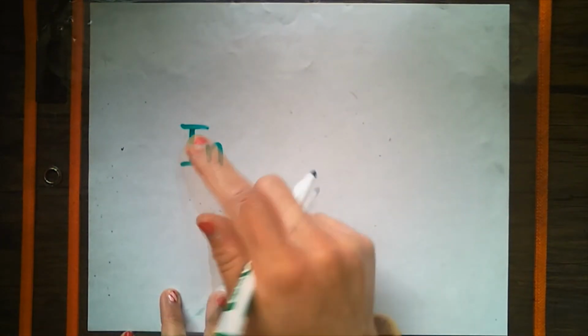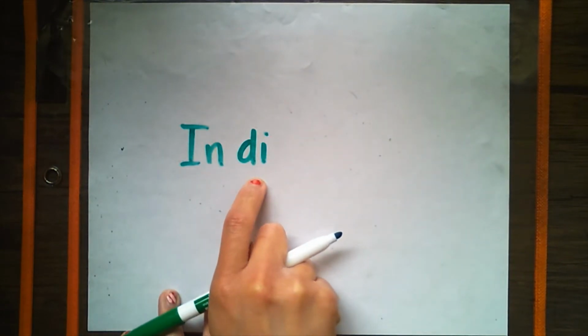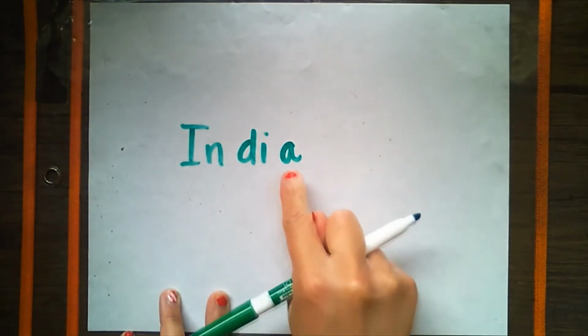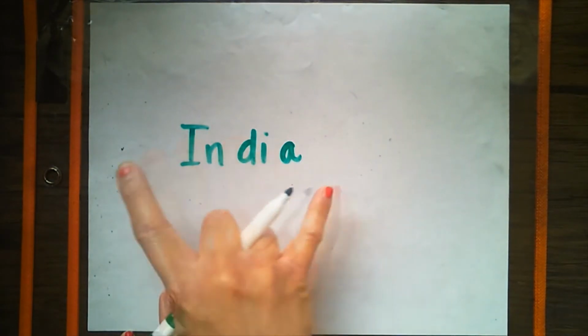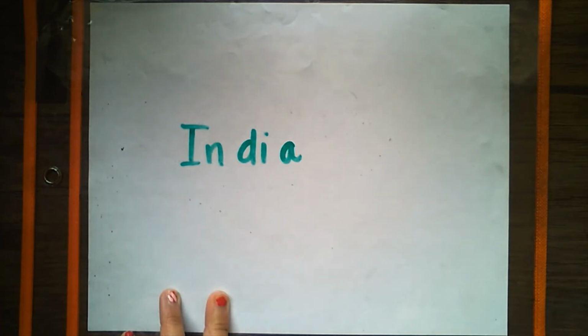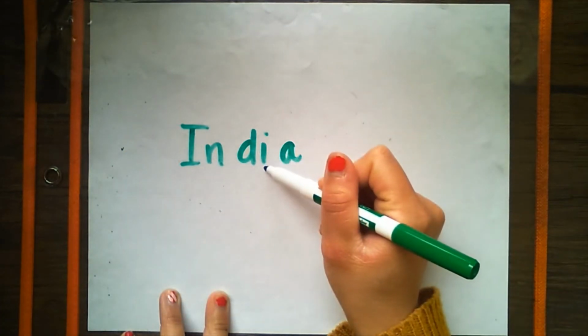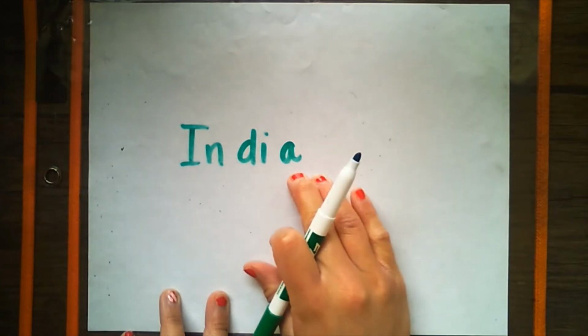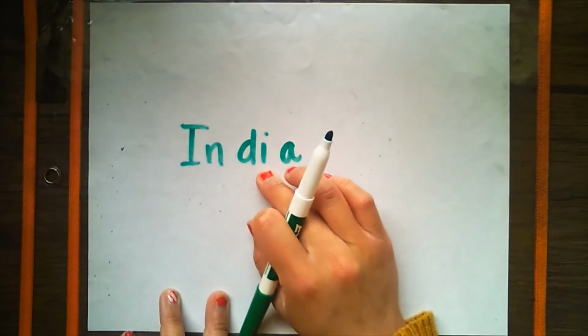Read, in. Read, die. Read, a. Read the whole word, India. And you'll notice, my friends, that the I here changed and so did the A. In this word, there's a schwa as well as an irregular spelling sound.